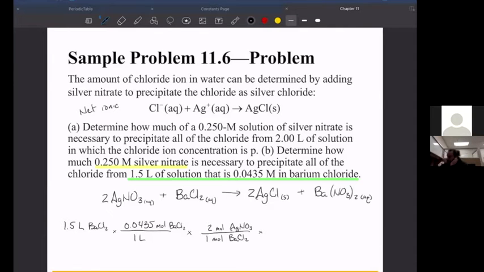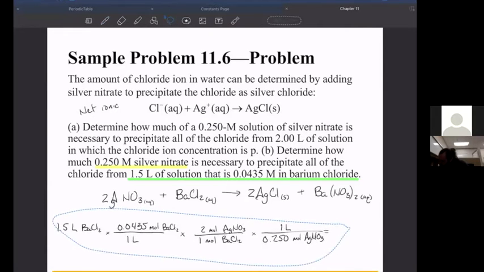And then so now I'm in moles of silver nitrate. I need to figure out how much of that silver nitrate solution I'm going to use. And remember, we measure solutions by volume. So I'm going to need to jump from moles to liters. So then I'm going to use this 0.250 moles silver nitrate in 1 liter. Okay, so this is going to be now my equation.